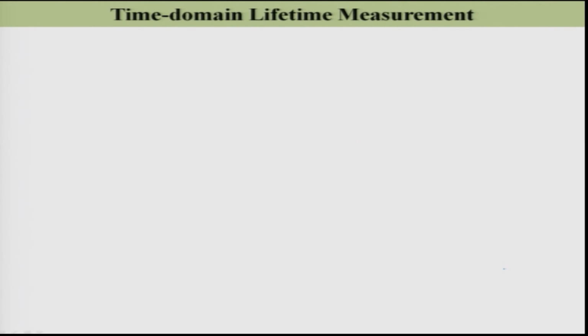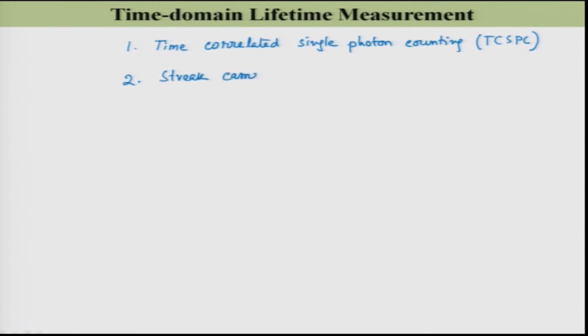In the time domain there are 3 different ways to measure it. The first one, let me write, is time correlated single photon counting method. In short, it is known as TCSPC. The second one is the streak camera, also very popular, and the third one is the fluorescence upconversion method. This is also very popular. All these methods are popular. Each method has its own advantage and its own disadvantage.